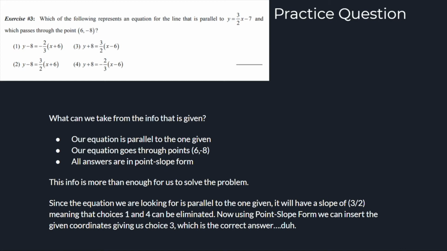Since the equation we are looking for is parallel to the one given, it will have a slope of 3/2, meaning that we can eliminate choices 1 and 4. Now, since all the answers are in point-slope form, we have to put in a set of coordinates that lie on our line, and we were given them: (6, -8). So after inserting these coordinates, we get answer choice C, which is correct.